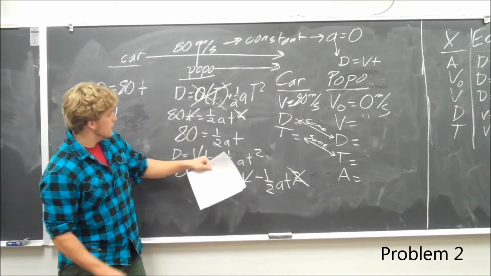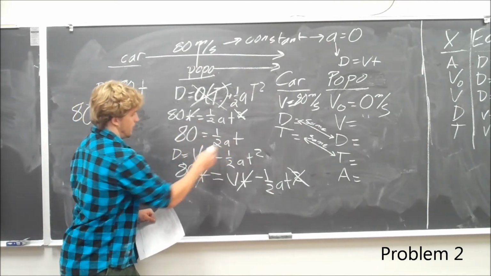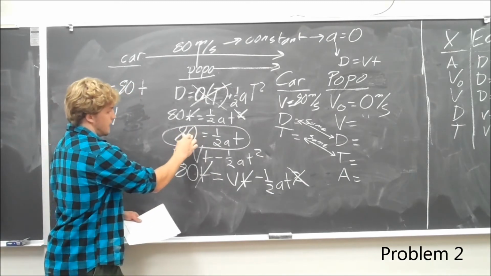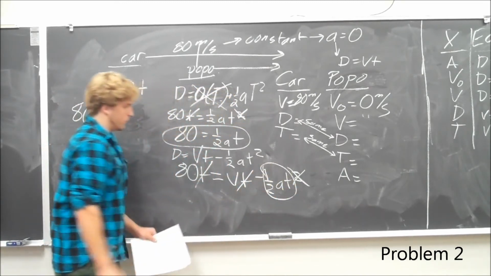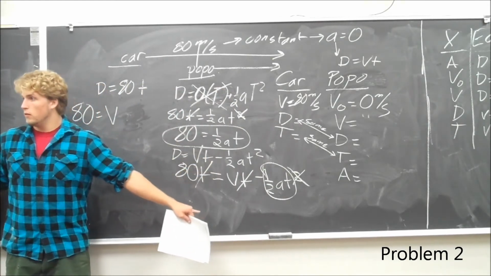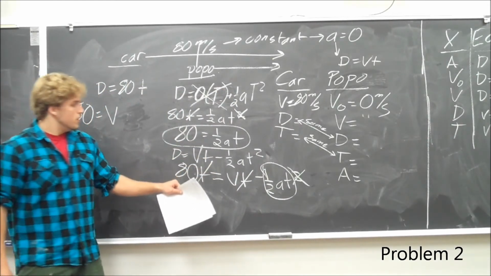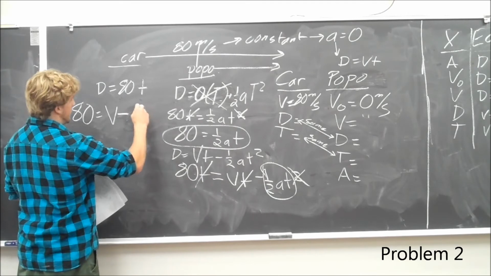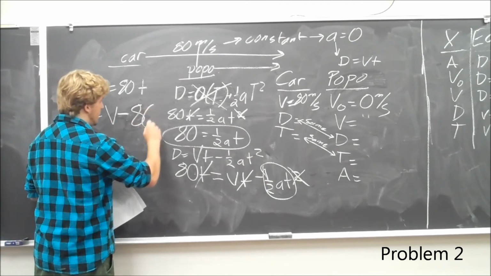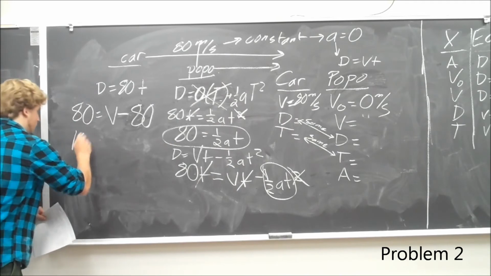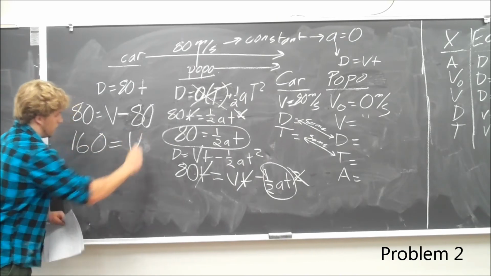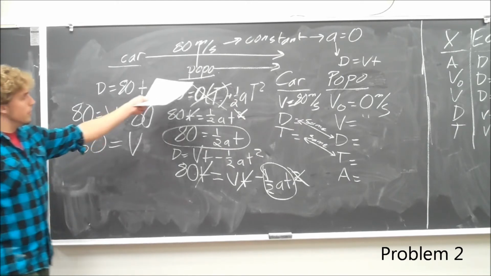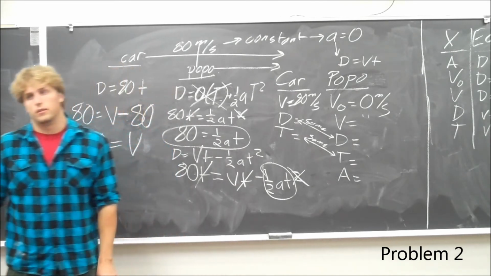So we already got from this that 80 is equal to 1/2 at. You see this? So I'm going to plug in this 80 into here real quick. Do you see how that works? All right? Any questions? Cool. So now I got 80 equals v minus 80. Bring it over. 160 is equal to v. And so that's the ending velocity for the police, and that turns out is the answer.